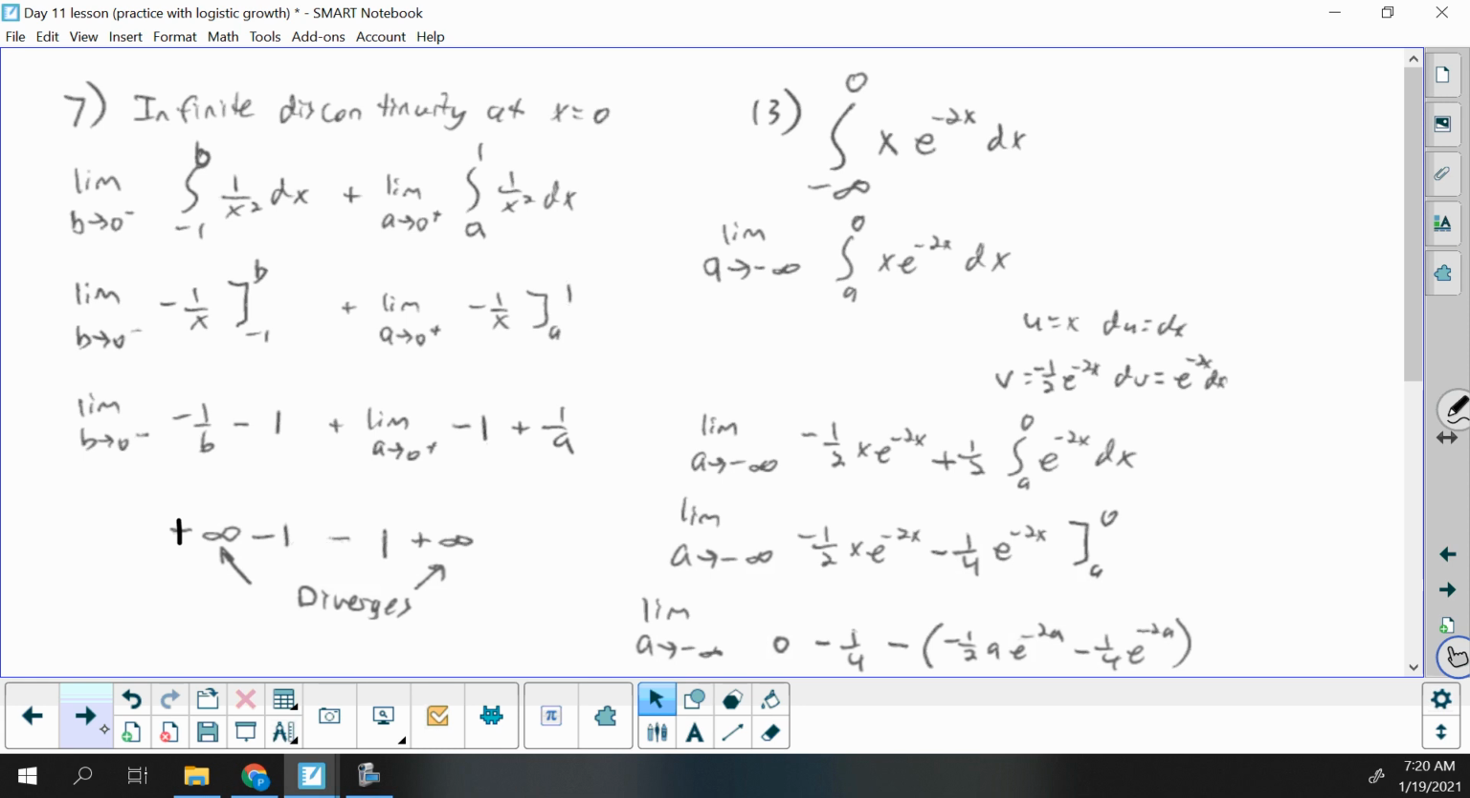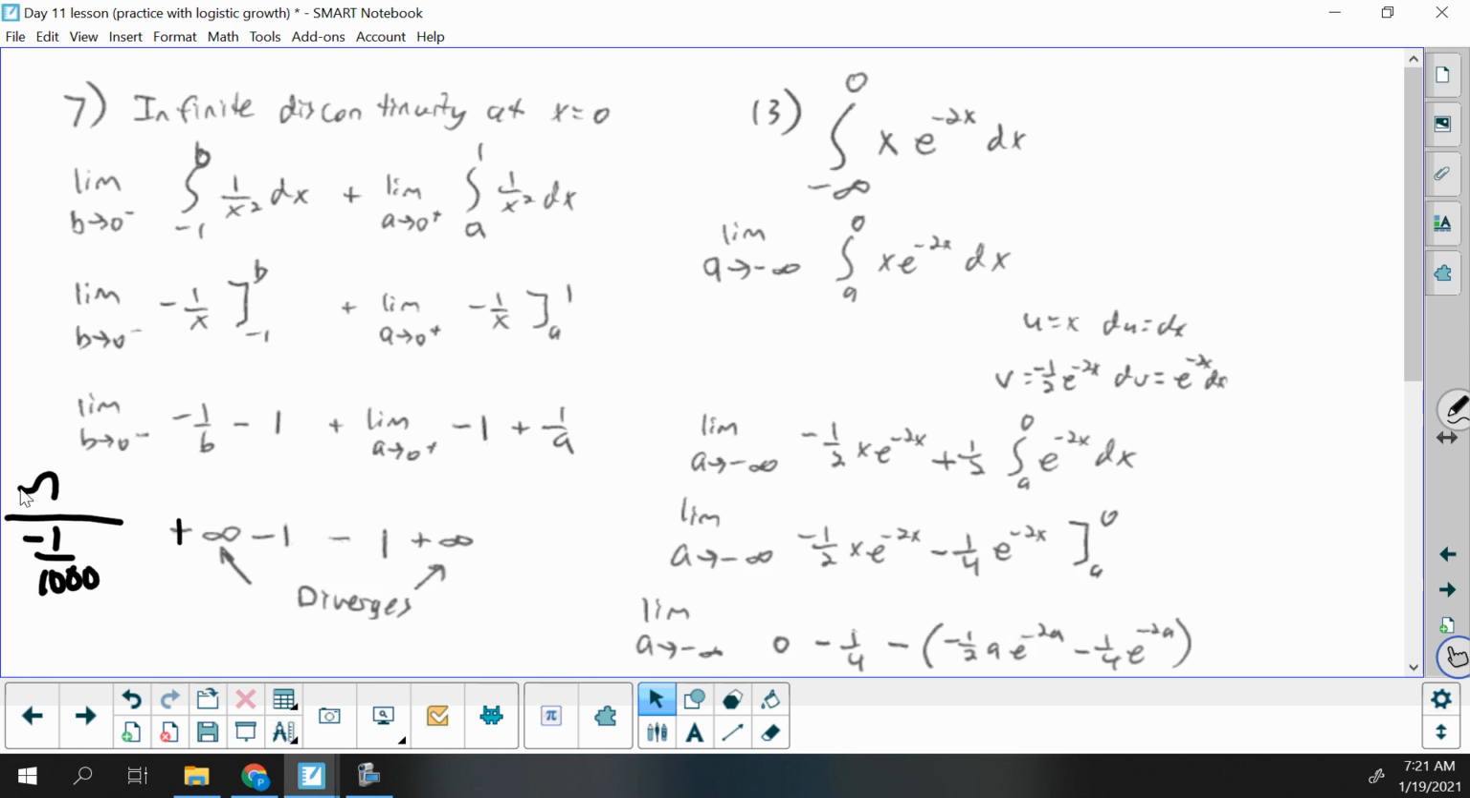In the first one, when we go to 0 from the left, that means a tiny negative number. So think of it as -1 over -1 over 1,000. When you do keep, change, flip, that'll be a big positive. Similar idea with the other one, +1 over 1,000, keep, change, flip will give you a big positive. Anytime you've got infinities in there, it automatically diverges.